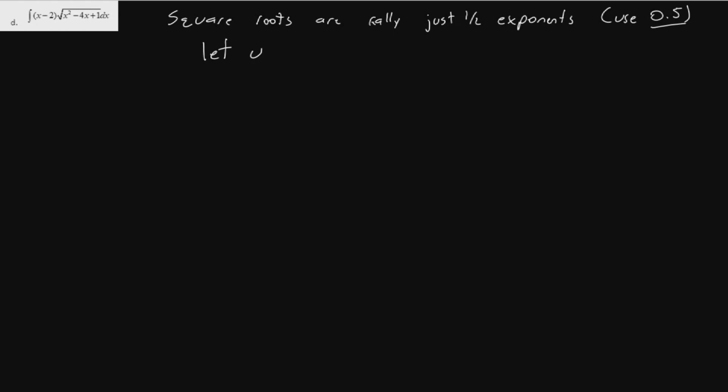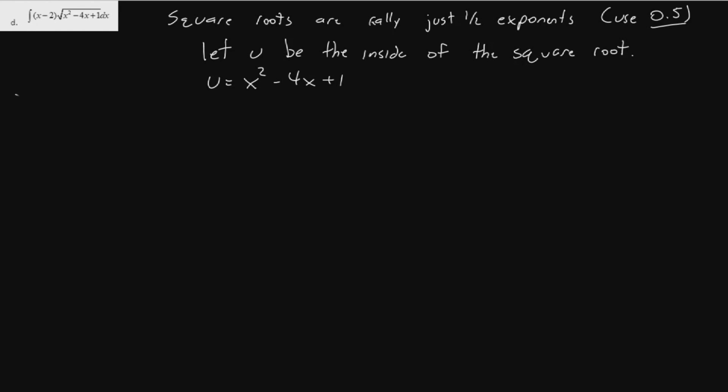All right, for this problem, we have a square root. Now let's remember that square roots are really just 1/2 exponents. You can also use 0.5 if you like. In fact, I'm going to go with 0.5 for this question. So we can let u be the expression that's buried in the square root. So we'll say that u is equal to x squared minus 4x plus 1.